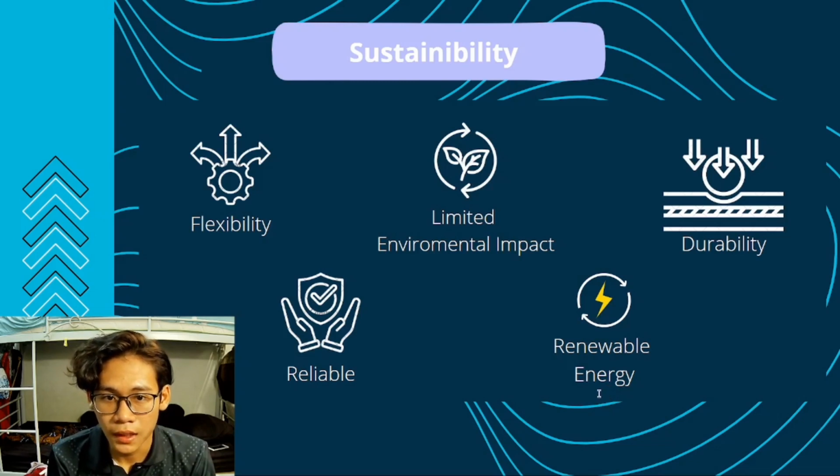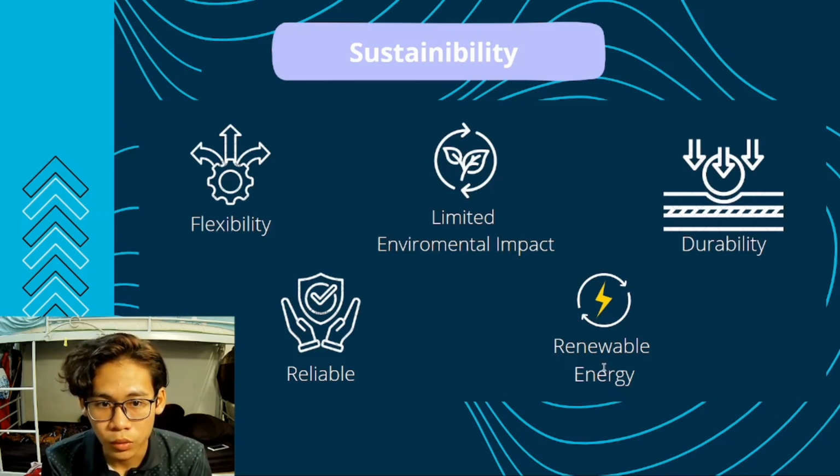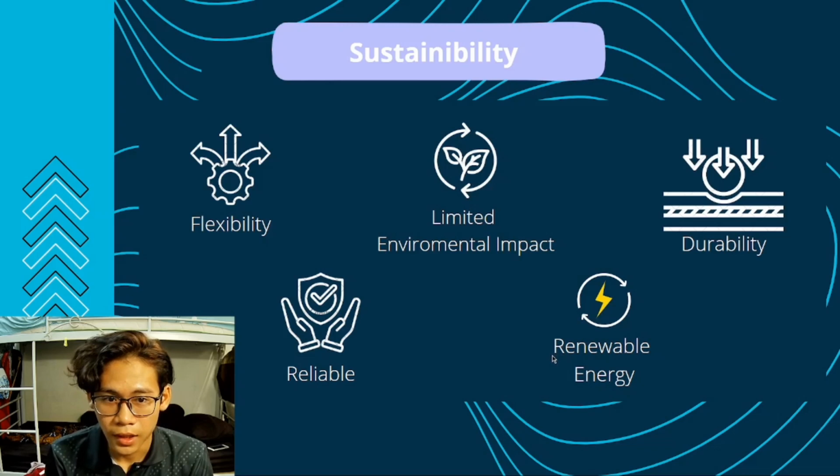Third is long life cycle and durability. Tidal turbines are designed for a long operational lifespan, typically ranging from 20 to 30 years or more. Fourth is predictable and reliable. Tidal currents are highly predictable and follow regular patterns based on the lunar cycle. This predictability allows for efficient planning and integration into the electrical grid. The last one is renewable and clean energy. Tidal turbines harness the energy from tidal currents, which are driven by the gravitational forces of the moon and sun. Since these forces are naturally occurring and perpetual, tidal energy is considered a renewable energy source.